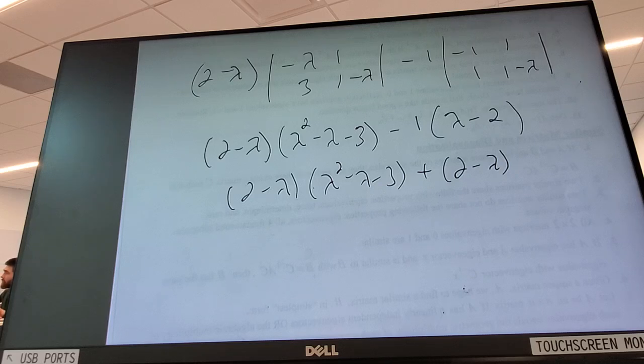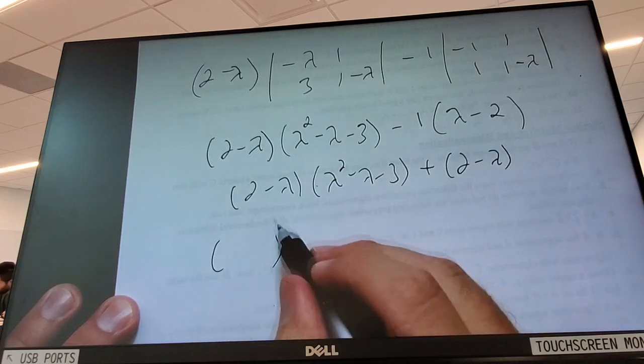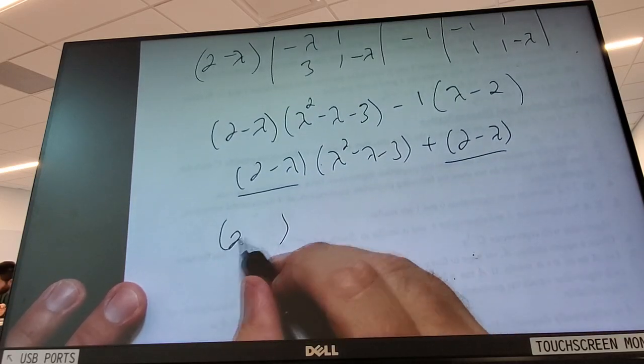Because what's the whole point? What's the thing I'm supposed to be doing next? Factor. And so what do I notice here? Do you guys see what I mean? Do not multiply that out. What can I take out? What comes out? 2 minus lambda. What's left?